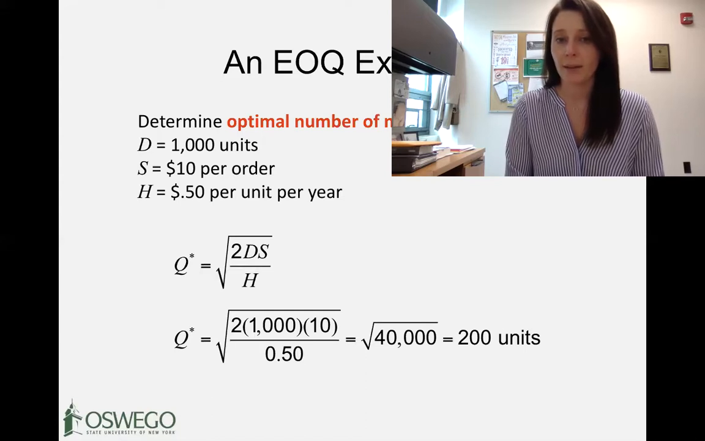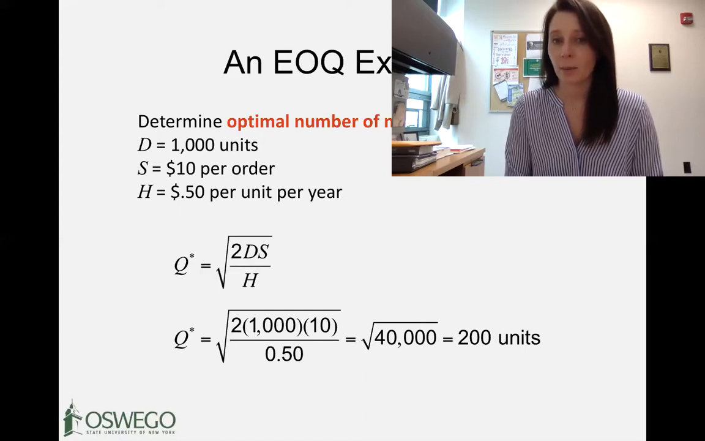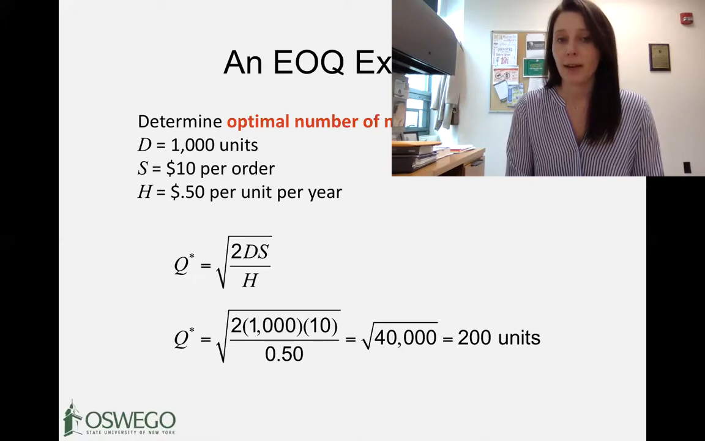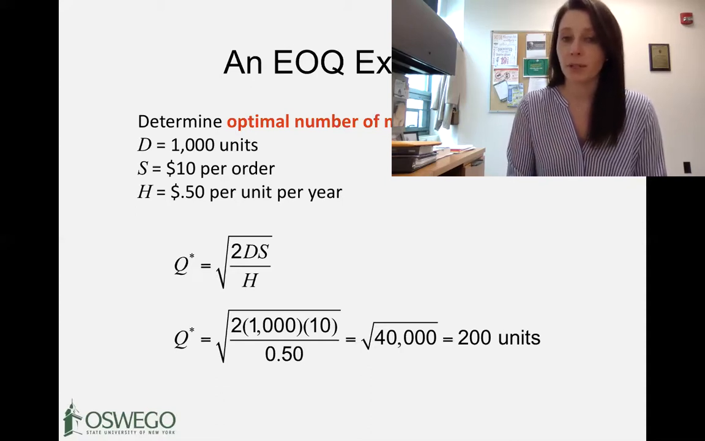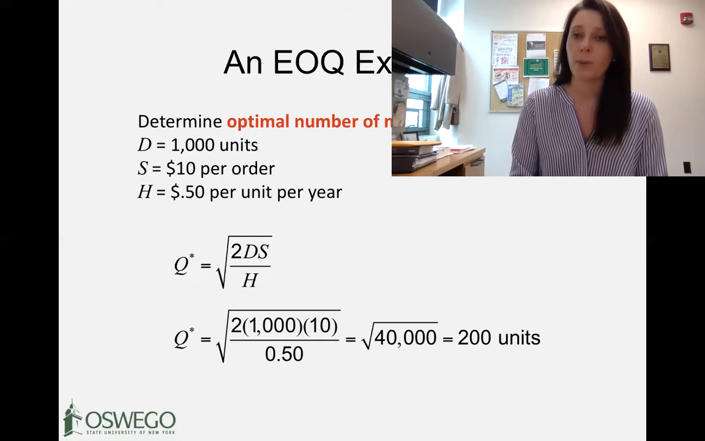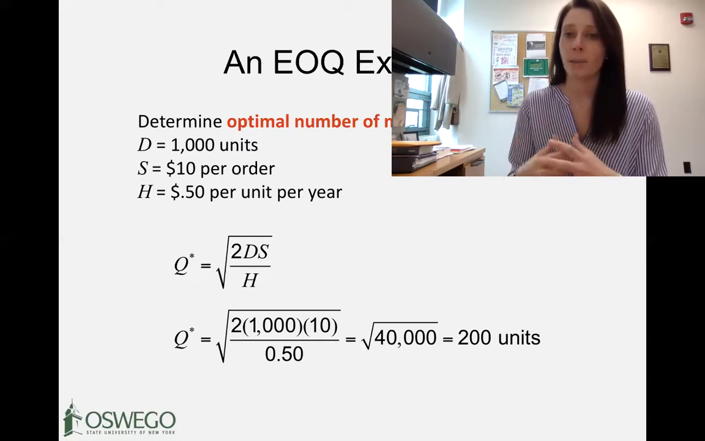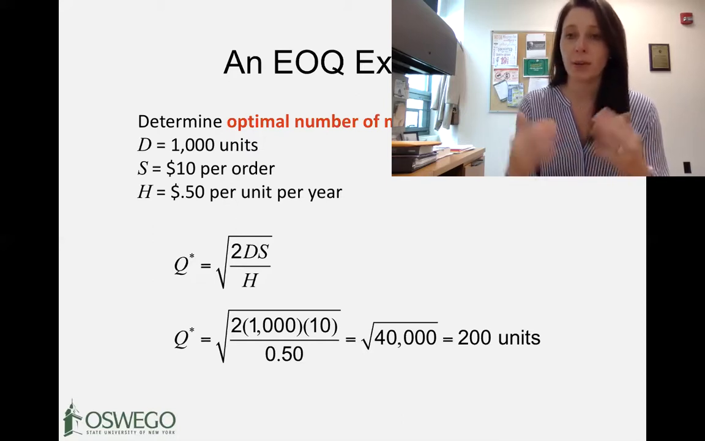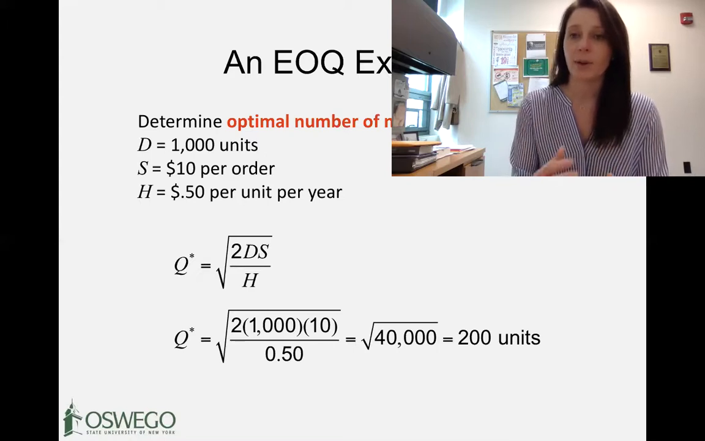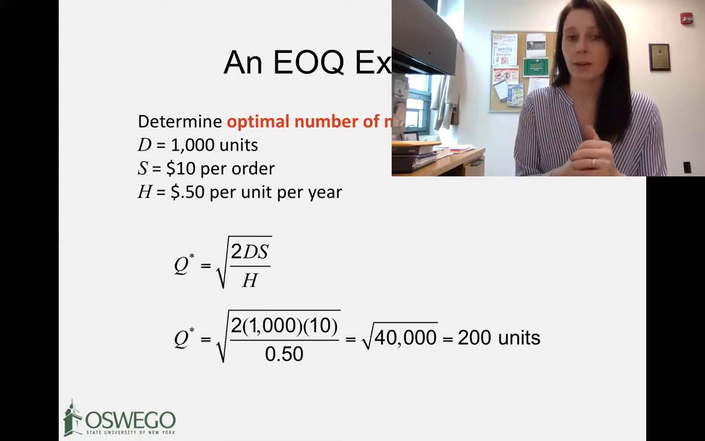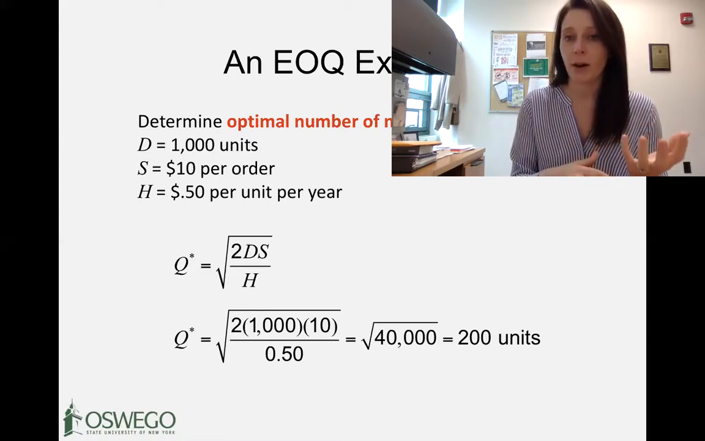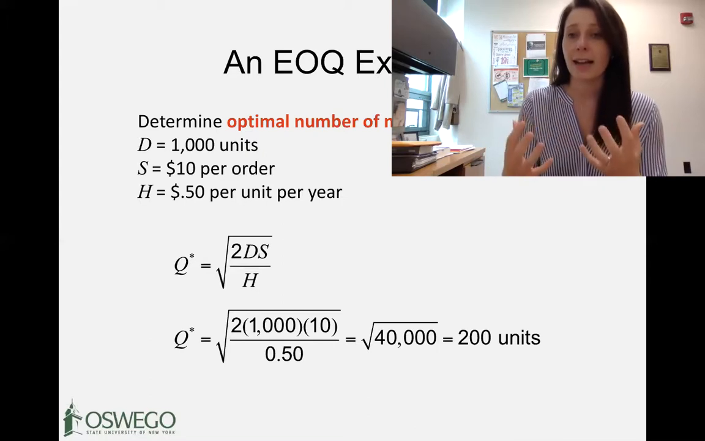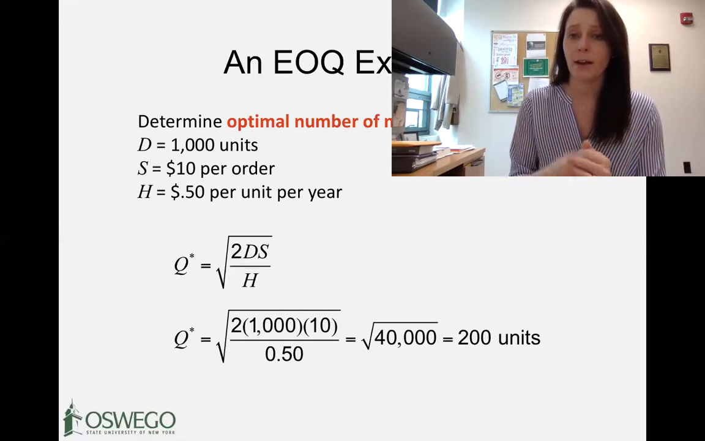So using our EOQ model, we're going to plug in under the square root 2 multiplied by 1,000, which is our annual demand, multiplied by 10, which is our setup cost in this case, all divided by 50 cents, which is our per unit per year holding cost. And that's going to come out to 200 units. So that's our economic order quantity, if we want to figure out an inventory system for ordering that's going to keep costs low, but also balance our service levels. In this case, the EOQ model is balancing our setup, our ordering cost, versus our holding costs. That economic number that we should be ordering is 200 units.